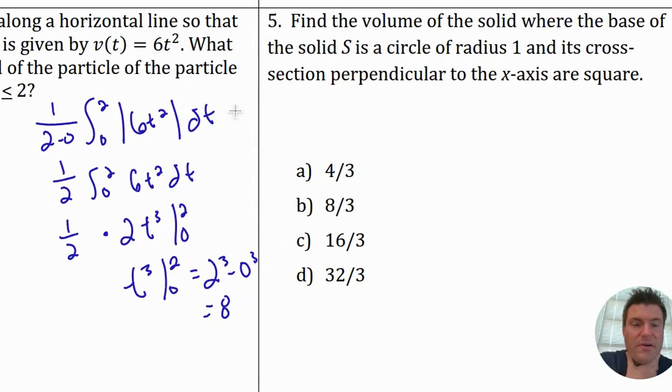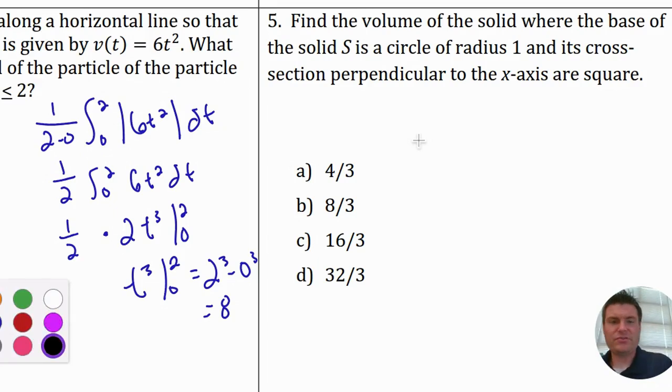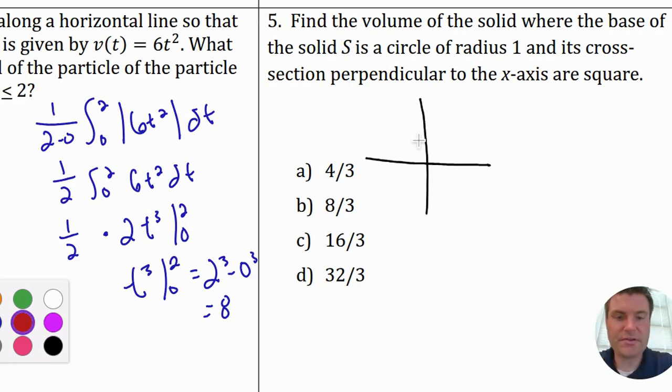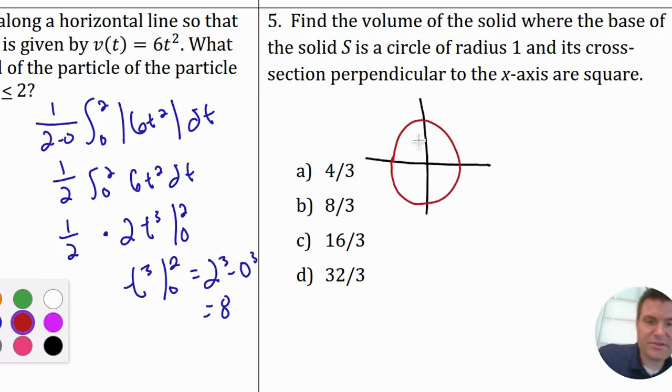Next one, find the volume of a solid whose base is a circle of radius 1 and its cross section perpendicular to the x-axis is a square. Again, really helps for you to draw this out. Okay, so we have S, which is a circle. So I'll do that right here. Not the best circle, not the worst circle.